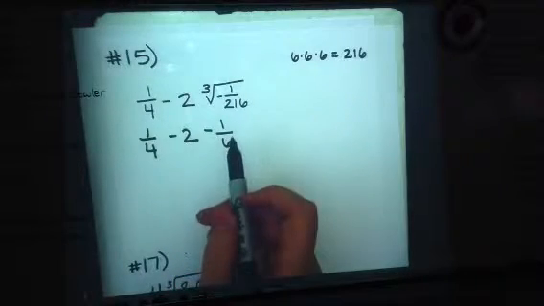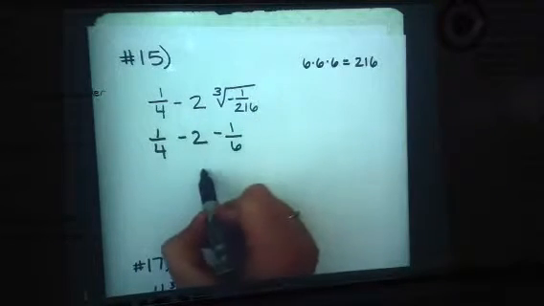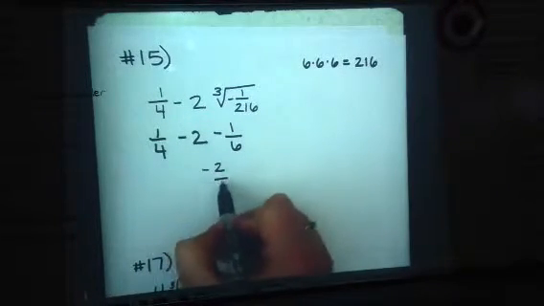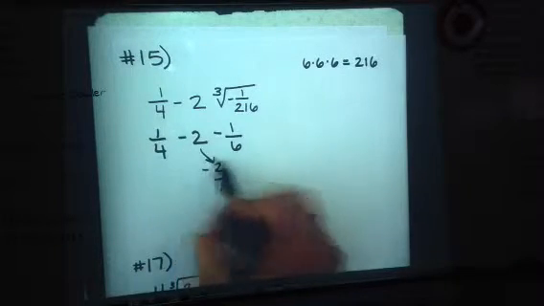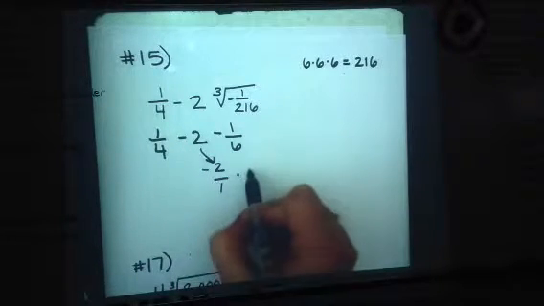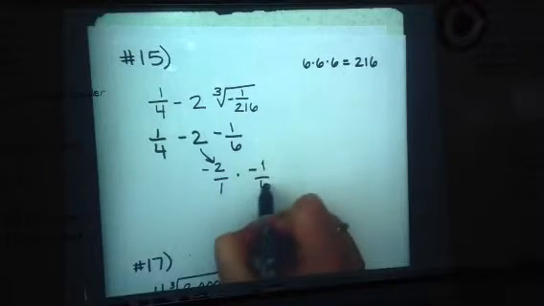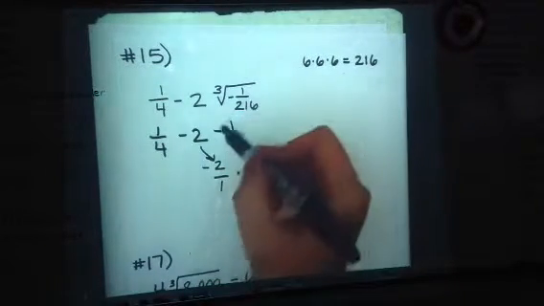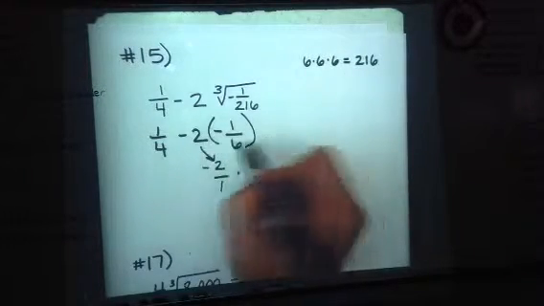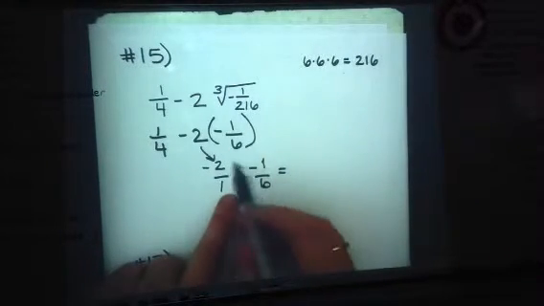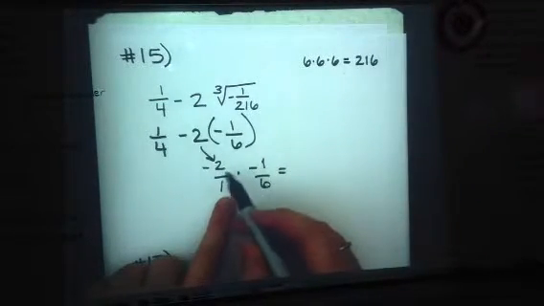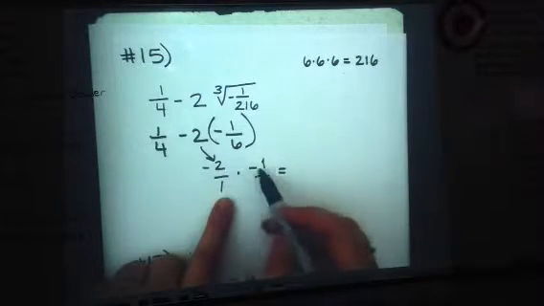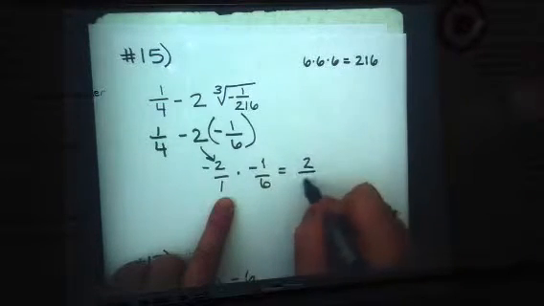Now, what I'm going to do here is take my 2 over 1, bring it down here, and multiply it by my negative 1/6, because I still need to multiply that since this was in parentheses. That's why I was getting stuck. Sorry about that, even teachers get stuck too. So I'm going to take my negative 2 times negative 1, which should be positive 2, over 6.